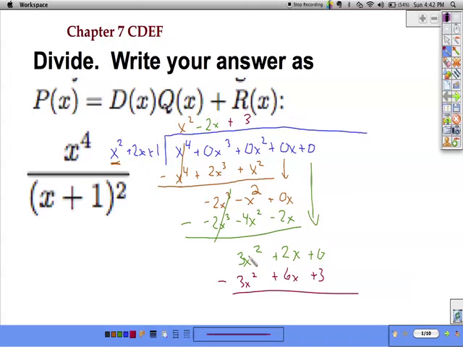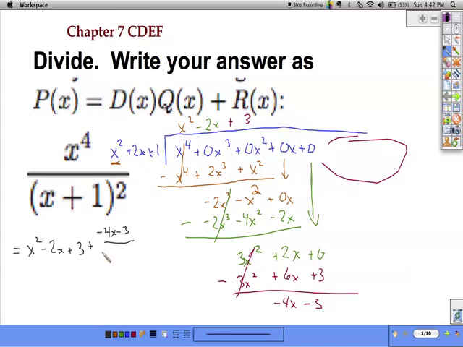And again, subtract. And since there's nothing left to bring down over here at the end, that negative 4x minus 3 is the remainder. And what we could do is say that this division is equal to x squared minus 2x plus 3 plus the remainder over what we were dividing by.